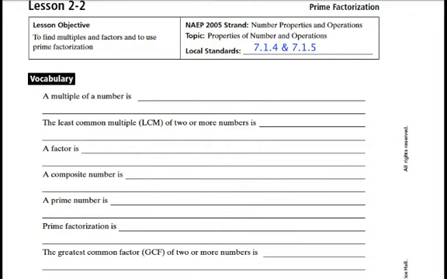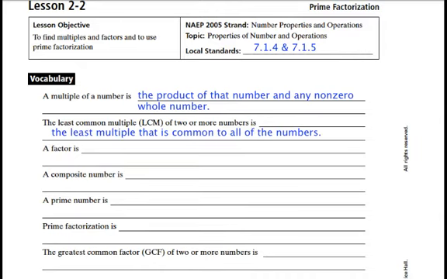The Indiana academic standards are 7.1.4 and 7.1.5. A multiple of a number is the product of that number and any non-zero whole number. The least common multiple of two or more numbers is the least multiple that is common to all of the numbers. A factor is a whole number that divides another whole number with a remainder of 0.